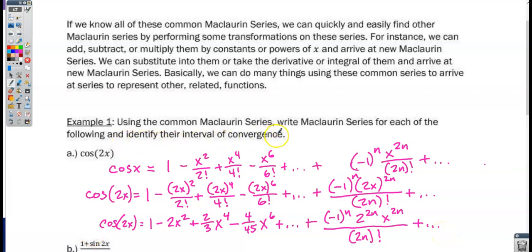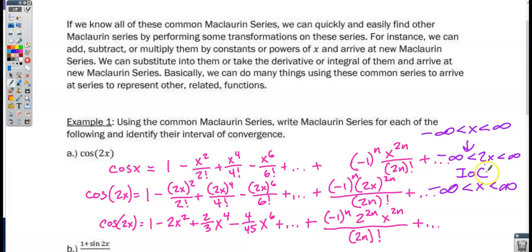Now, as far as identifying the interval of convergence, normally the interval of convergence for cosine of x is that x is between negative infinity and infinity. So now, in order to find the interval of convergence for this, I would just say that 2x has to be in between negative infinity and infinity. And dividing all three parts by 2, negative infinity divided by 2 is negative infinity. And so this is our interval of convergence for the series that we found. It's from negative infinity to infinity.